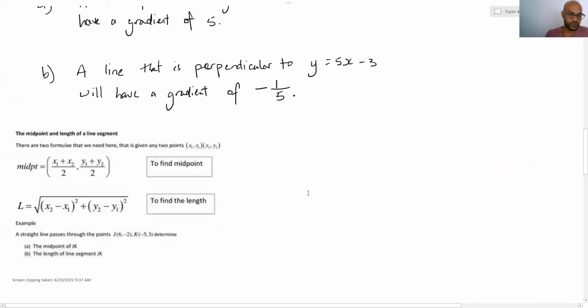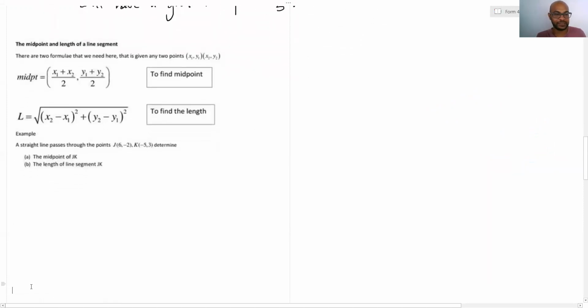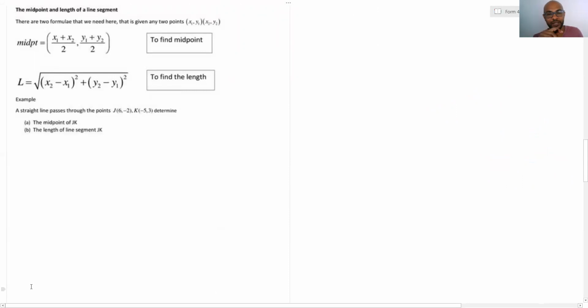Right, next we want to talk about finding the midpoint of a line and the length of a line. When we find the midpoint of a line and the length of a line, again we need 2 points, but unlike the gradient, which could be any 2 points, in order to find the midpoint and the length of the line, we need the end points of the line.